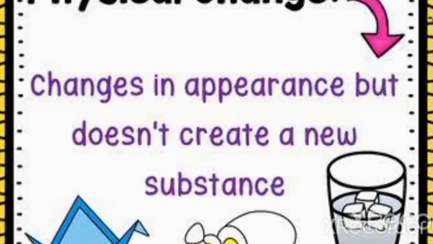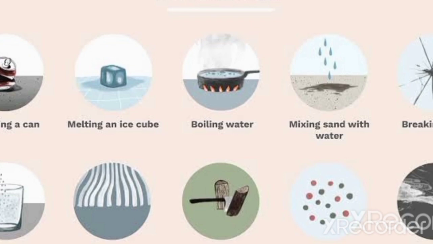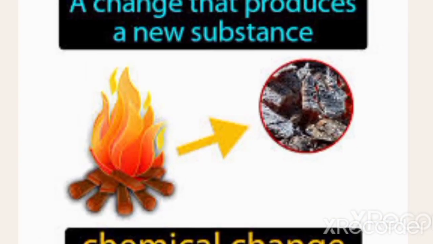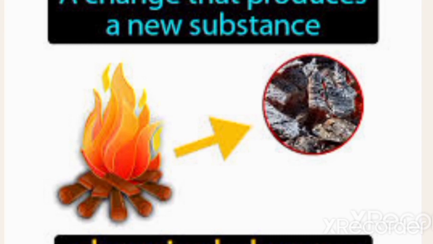Examples of these physical changes are when you crush a can, it changes its form, but it does not change the can from being a can. When ice is melted into liquid, when you boil water, when you mix sand with water, and so on.